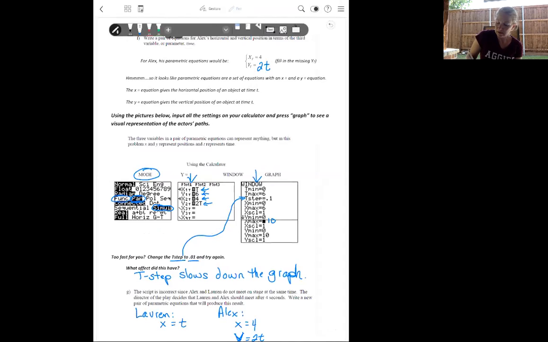X equals t, but y equals 8. So instead of her having the horizontal line at 6, we're moving her up so she has a horizontal at 8. And now the two of them will meet at 4 seconds.